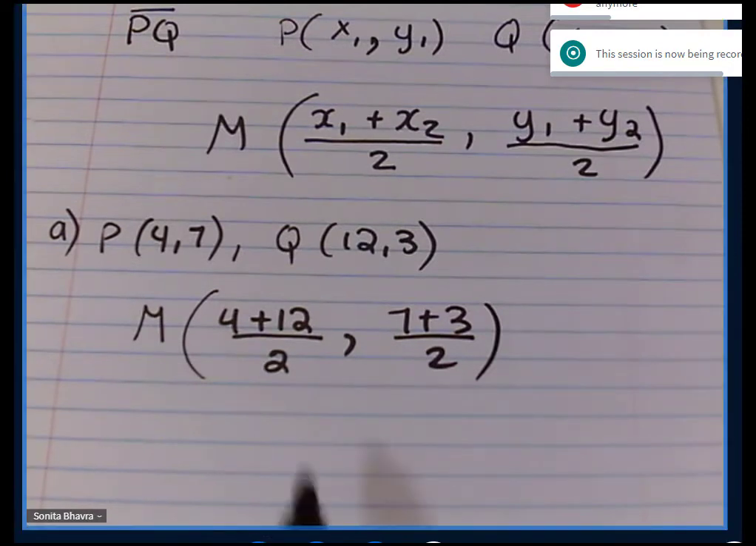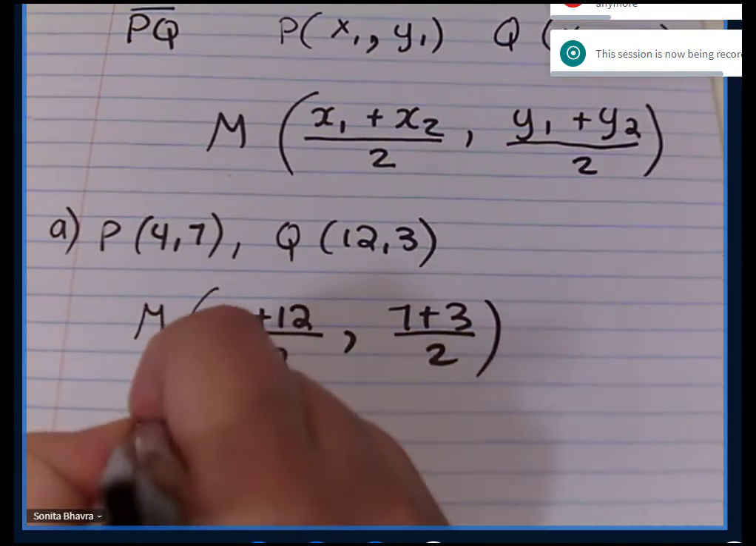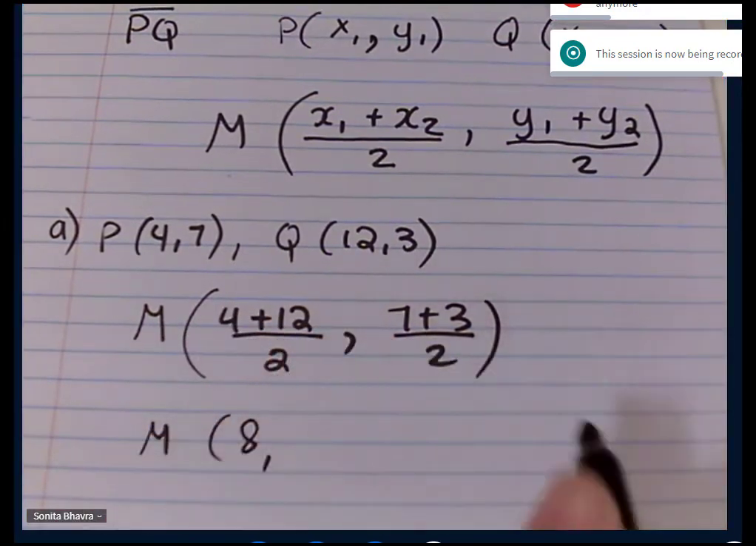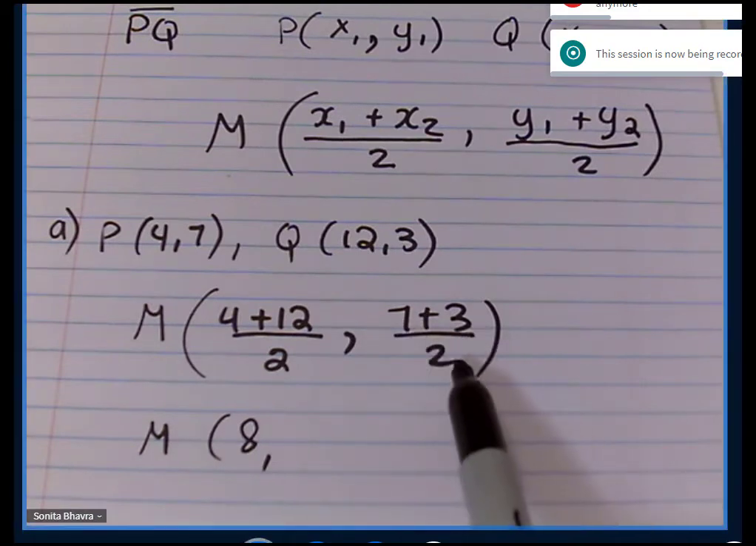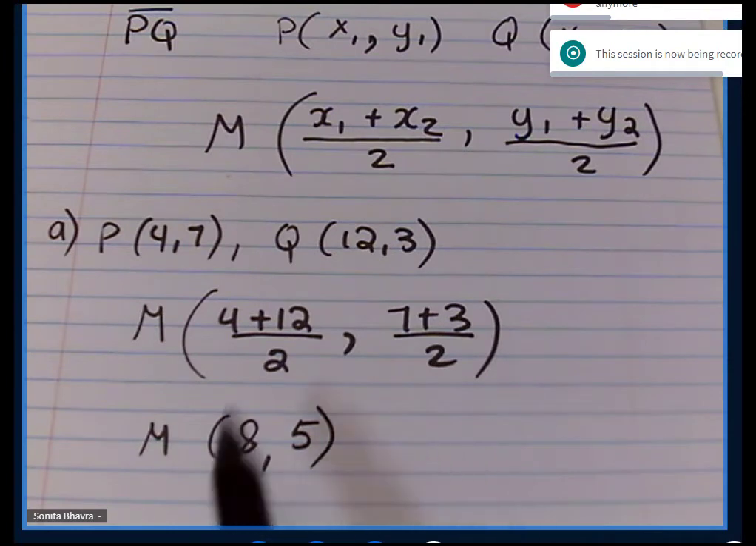All right, so 4 plus 12, that's 16. 16 divided by 2 is 8. 7 plus 3, that's 10. 10 divided by 2, that is 5. So the midpoint of this line segment would be at the coordinates (8, 5).